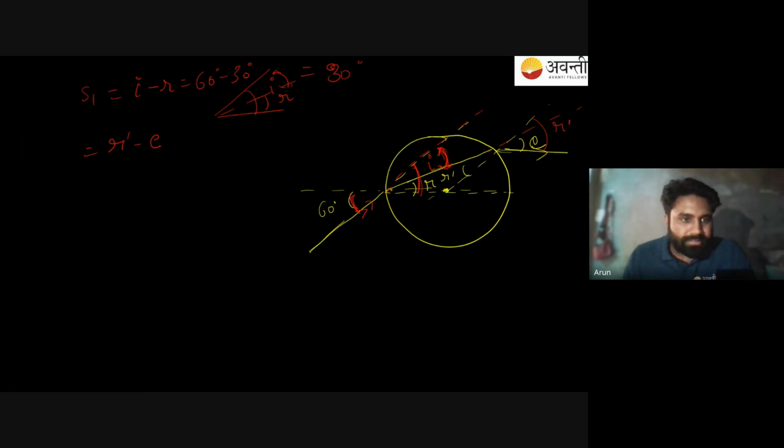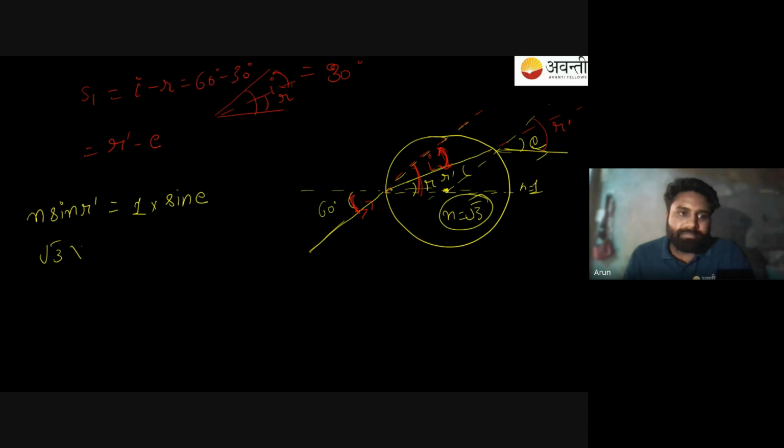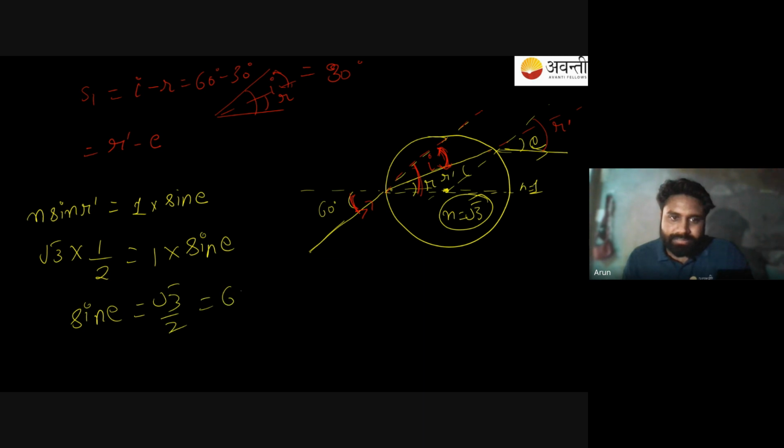Snell's law is nothing but, okay, the inside medium has n equals root 3. Outside medium has n equals 1. So we are going to apply n, root 3, n sine R dash equals 1 sine E. What is the value of n? n is root 3. What is the value of sine R dash? Sine 30, which is 1 by 2. 1 into sine E. What will be the value? This is sine E. Sine E is nothing but root 3 by 2, which is 60 degrees.